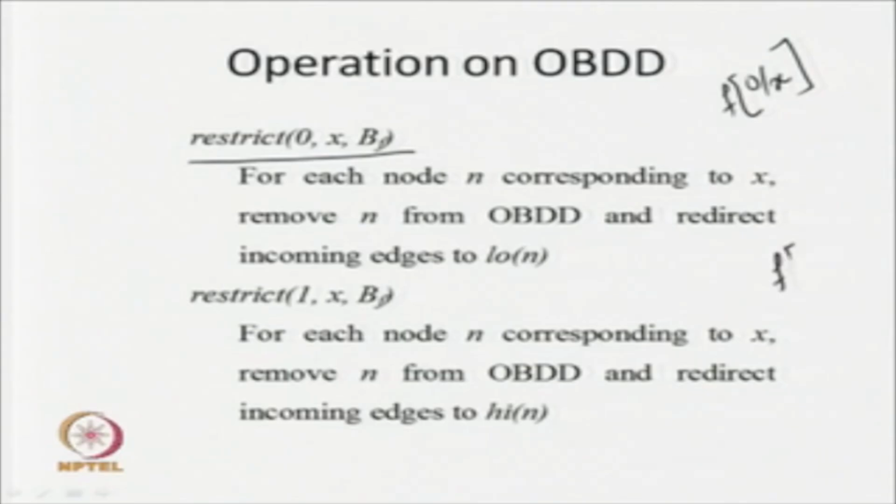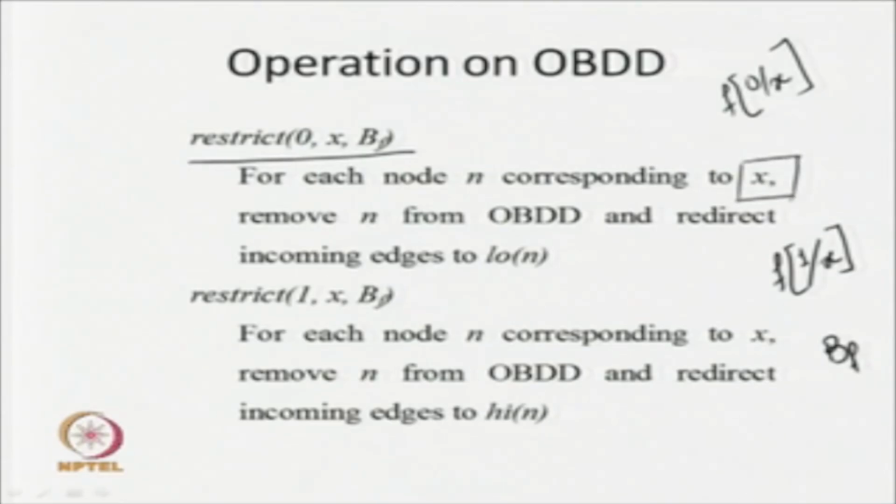This is nothing but the restriction of this Boolean function f, replacing all occurrences of x by 1. So, if I have the BDD representation of this particular Boolean function as b f, it may be a reduced ordered BDD also, then with the help of this restrict operation or restrict algorithm, what can we do? We can construct f with x replaced by 0. So, in this particular case, we are going to look at all nodes corresponding to this particular label x.